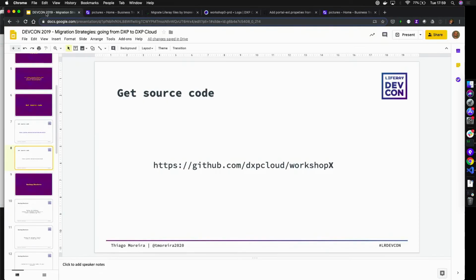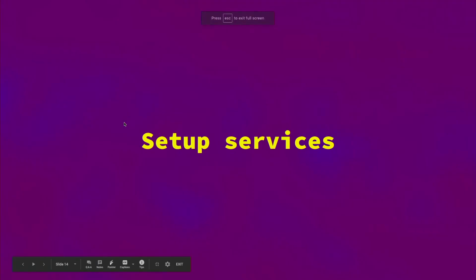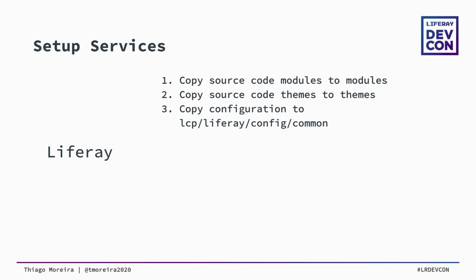Okay, let me go back to the slides just to move forward. Backup, then set up services. What we just did: we copy modules, we copy themes if we have a theme, we copy configurations from the old project to the new project, or from the on-prem to the cloud.